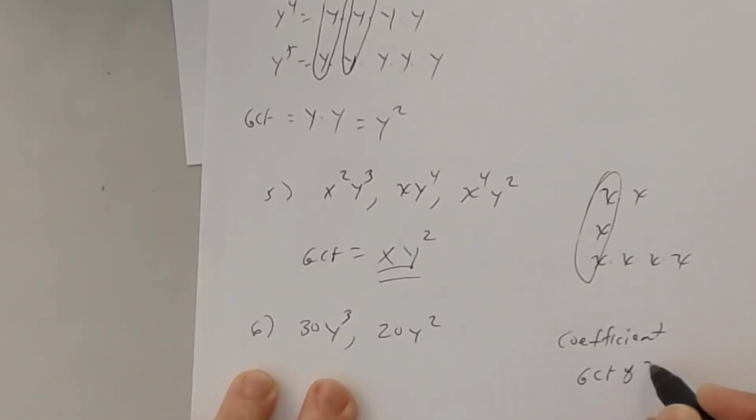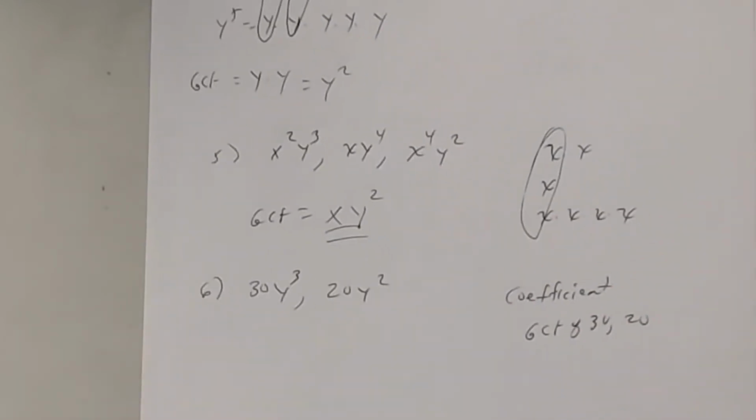GCF of 30 and 20. I think you can tell me what it is real quick. Those are numbers small enough to where you can tell me what it is. I thought you could. Nope, she said 2. Mm-mm. 10. The greatest common factor of 30 and 20 is 10. Right? 30?